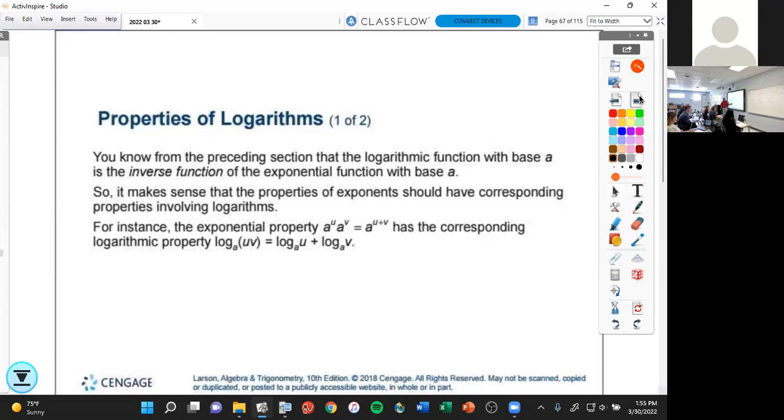If I took log base, I don't care, of a product, the log of a product is equal to the sum of the logs. Okay? So log of u times v is equal to log of u plus log of v. I'm ignoring the base, but y'all just work with me here on that. Okay? I'm going to go to the next slide. You're going to see some properties.